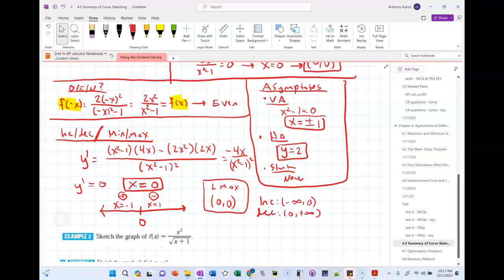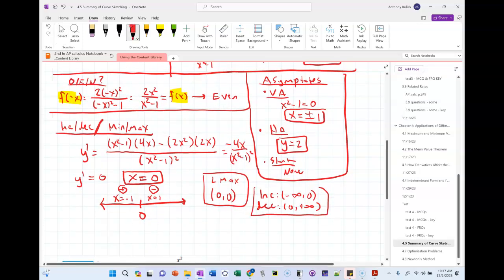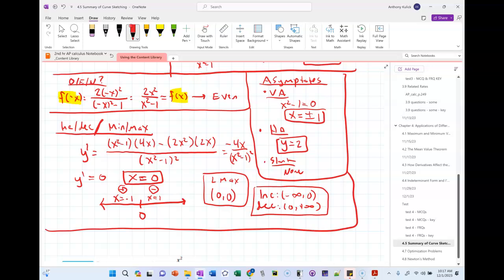Of course. It's going to be a boring looking graph here, guys. You know why? There's like nothing going on here.